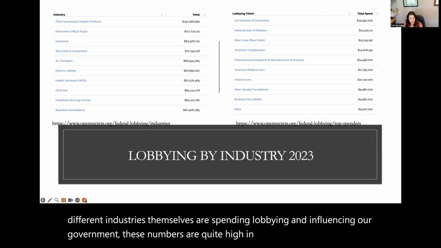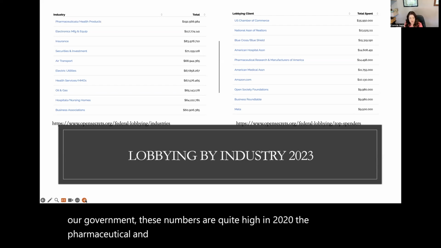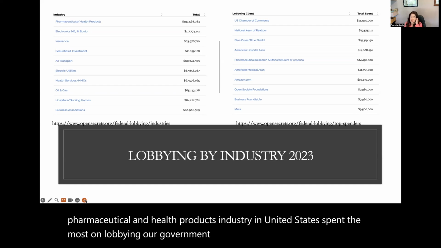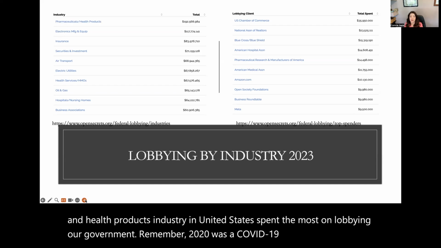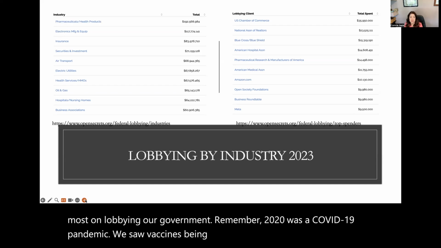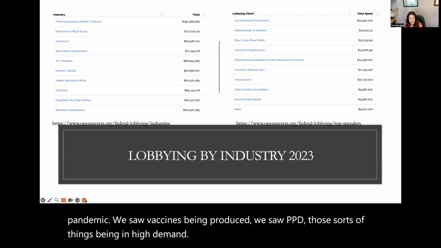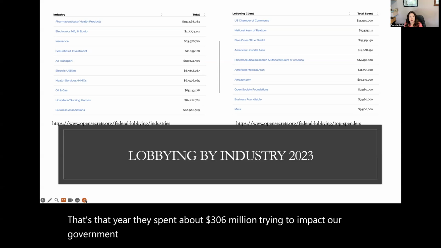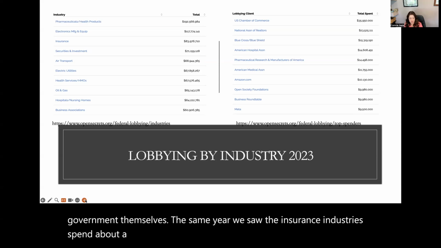In 2020, the pharmaceutical and health products industry in the United States spent the most on lobbying our government. Remember, 2020 was a COVID-19 pandemic. We saw vaccines being produced. We saw PPE, those sorts of things being in high demand. That year they spent about $306 million trying to impact our government themselves. The same year we saw the insurance industries spend about 151 million US dollars on lobbying as well.